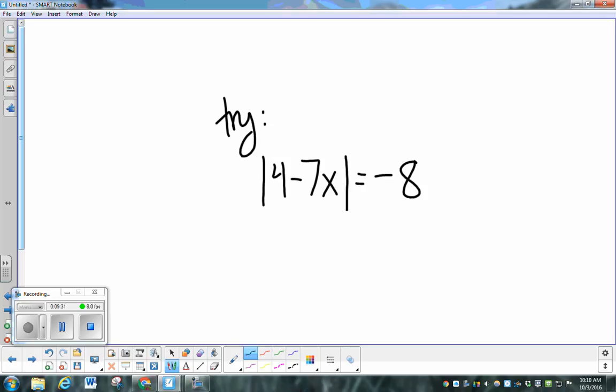The absolute value of something equals negative 8. Raise your hand if you notice anything weird about that. This is a weird problem. Elise?